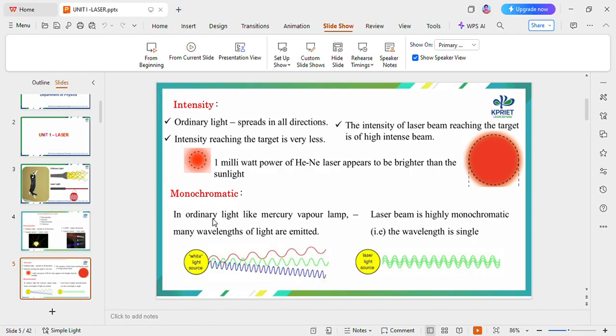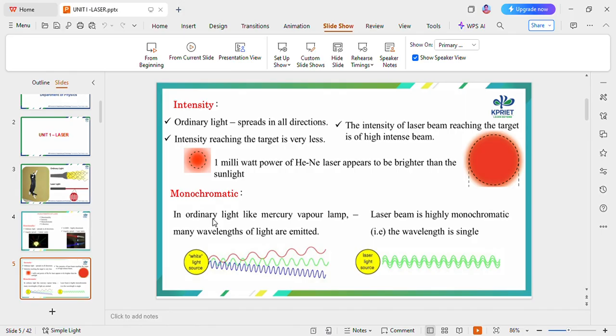Ordinary light spreads in all directions and the intensity reaching the target is very less. That is why it is less intense, whereas the intensity of the laser beam reaching the target is high. If you take a helium neon laser, 1 milliwatt power of helium neon laser appears to be brighter than the sunlight.